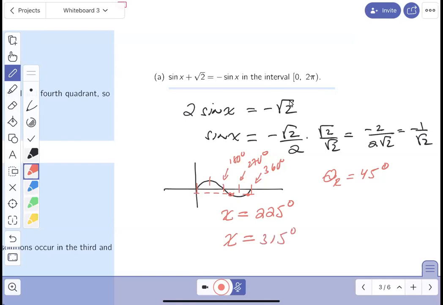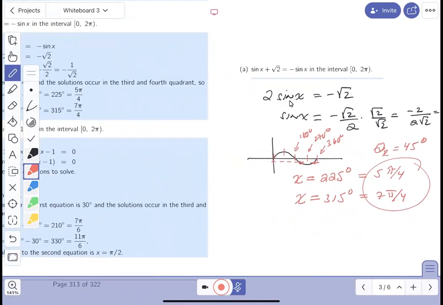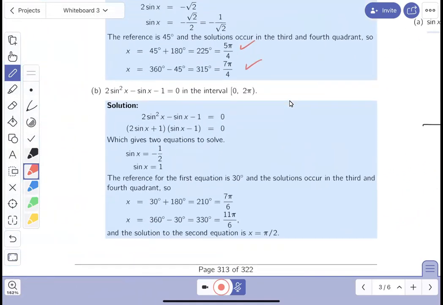All right, let me convert these to radian measure. And 225 is a multiple of 45. And how many is it going to be? 1, 2, 3, 4, 5. So it's 5 pi over 4. And this one over here is going to be, let's see, 1, 2, 3, 4, 5, 6, 7 pi over 4. Mistakes happen. This is why we want to provide a key for you. And if you look at the key, 5 pi over 4, 7 pi over 4. It's pretty good. All right, let's do the next one.